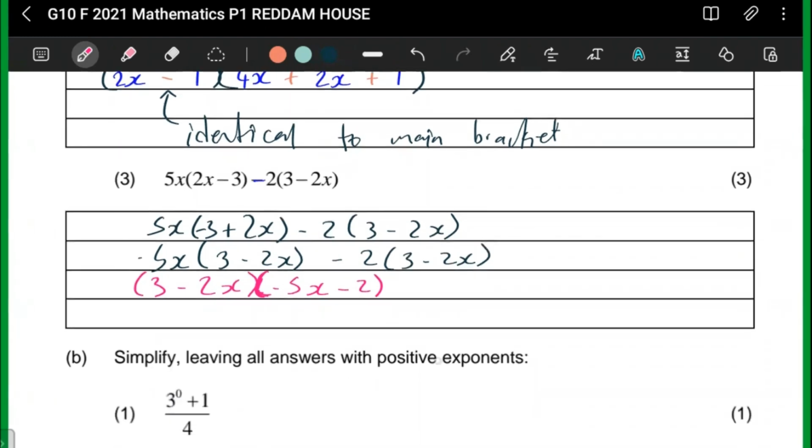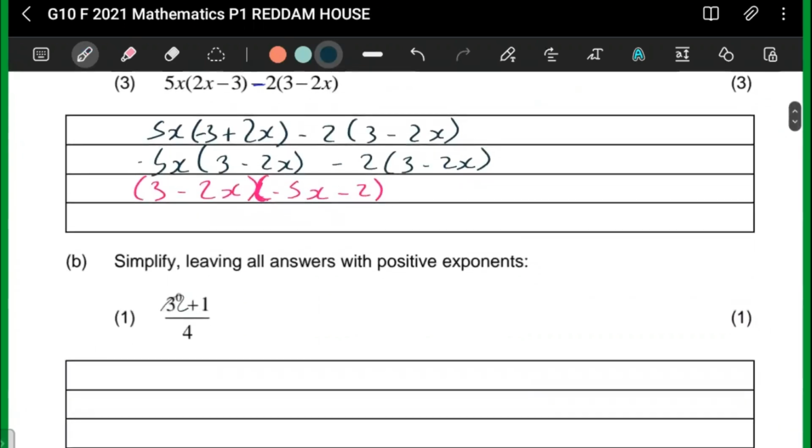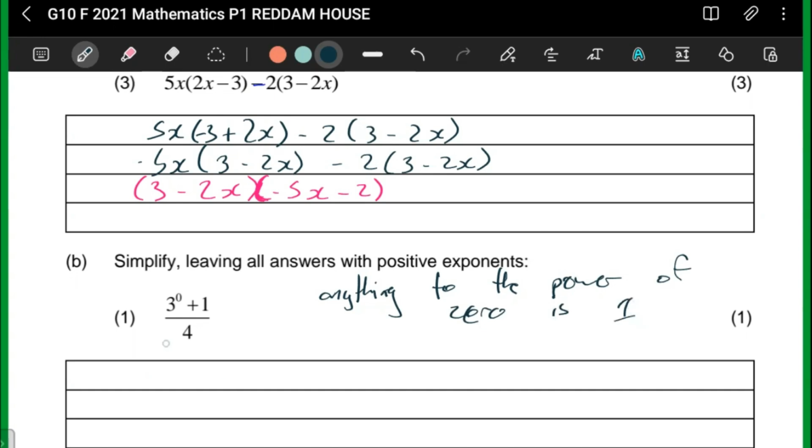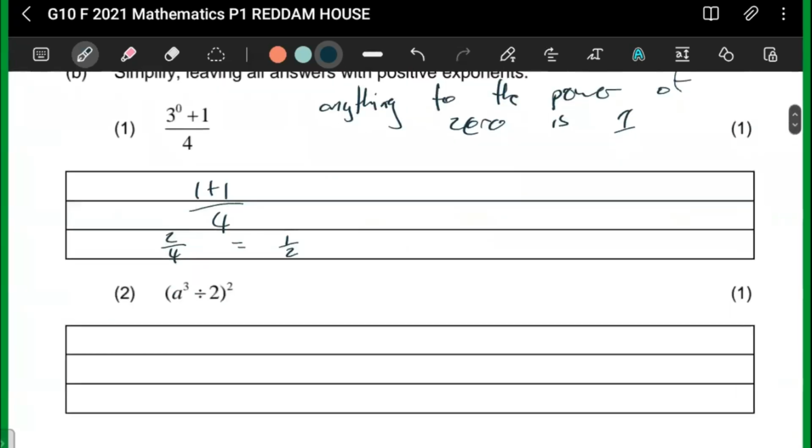Simplify, leaving all answers with positive exponents. So again, a basic law that is showcased here is that anything to the power of 0 is a 1. Something to boost your confidence. So here you can have 1 plus 1 over 4. That's just going to give you 2 over 4, which is just going to give you 1 over 2.